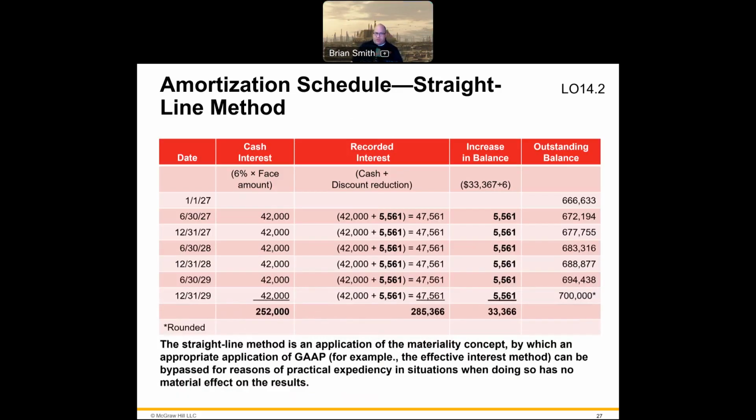Fun trivia: because of how easy the straight line method is, how many companies do you think probably use that method? My guess is probably a lot. But if you're going to take the CPA exam, which one of these are you going to see on the CPA exam? Probably the effective interest rate method.